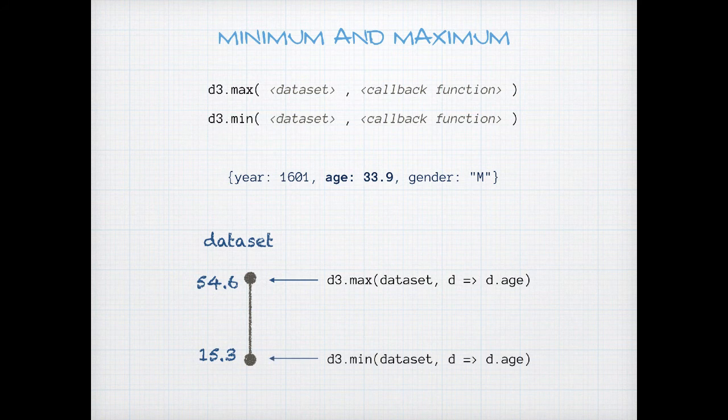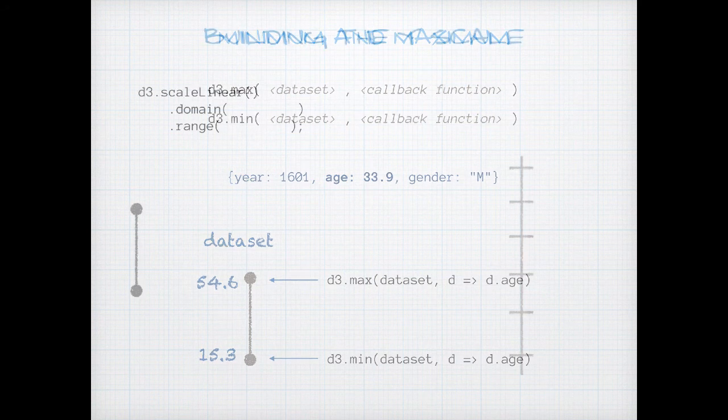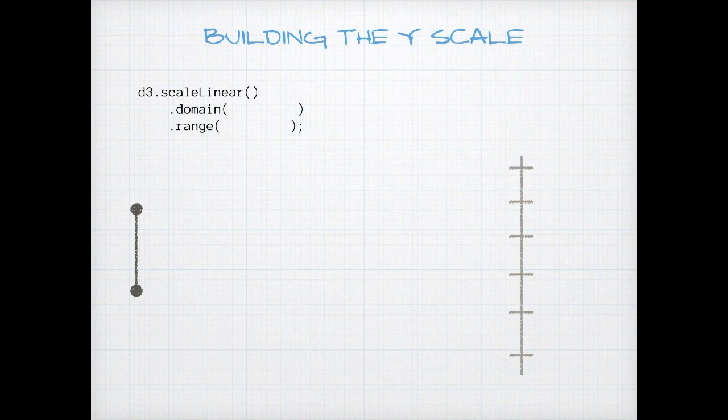So it'll go into that little JSON object, find the age key-value pair and return that value. And I want to do the same thing with min. Those callback functions are really, really important because we will have complex data and we just need to tell d3.max and d3.min which parts to look at. Otherwise, they can't read our mind, right? Okay. So that's going to be important when I build my scale.